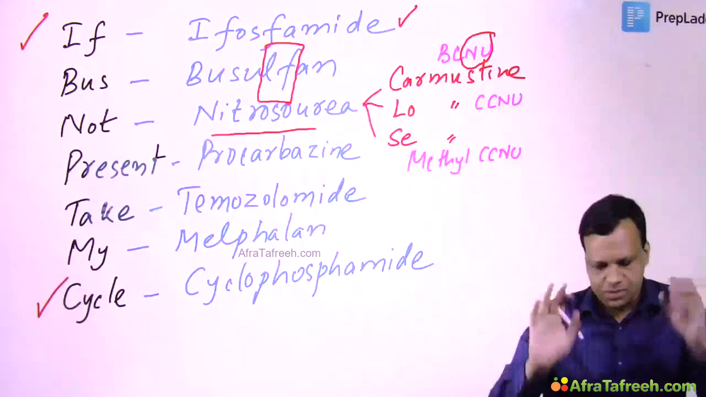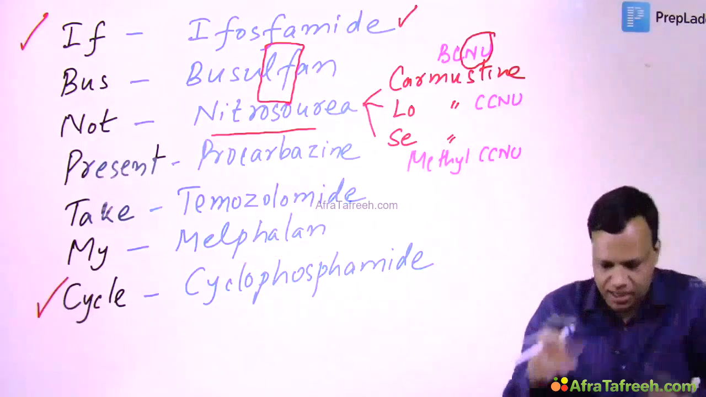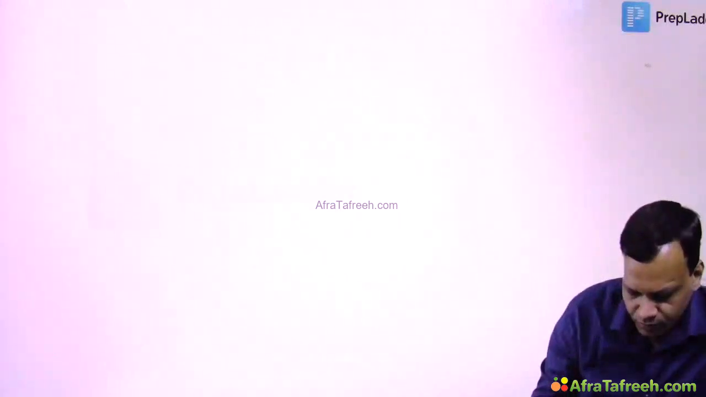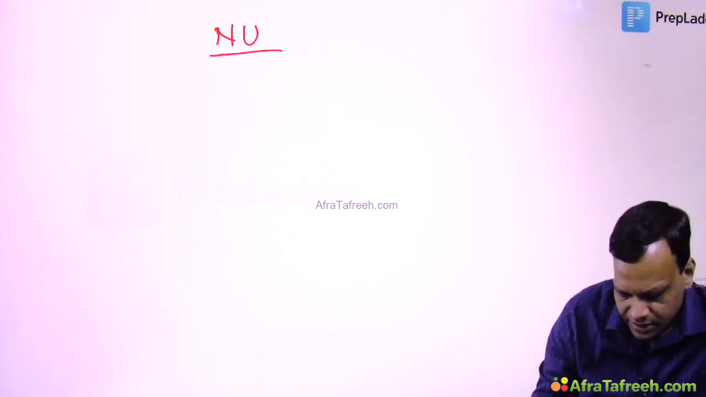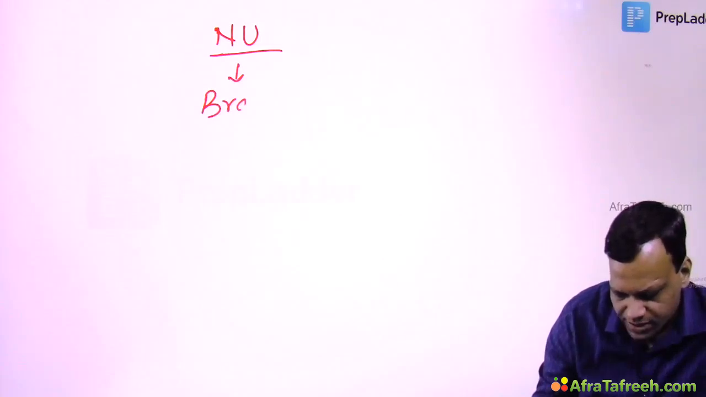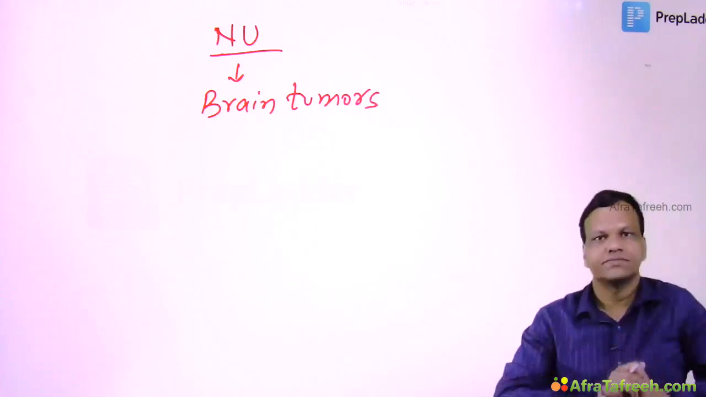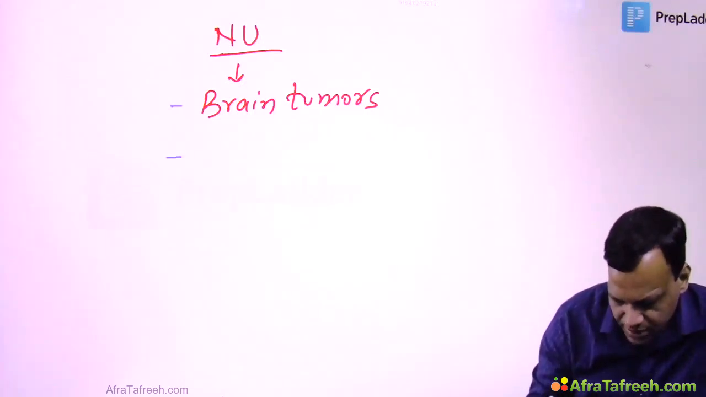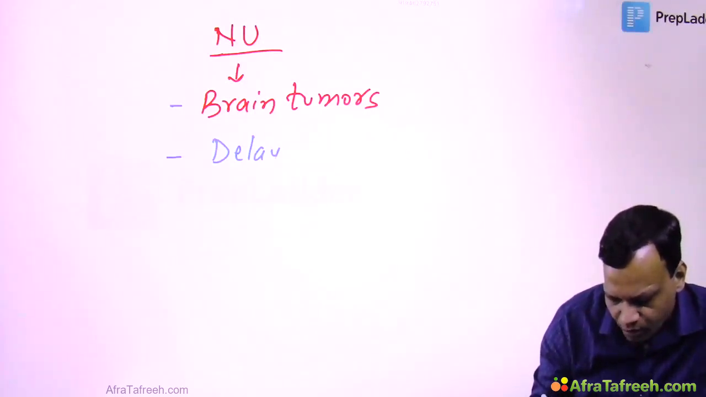Okay. The special point about nitrosoureas: they are used for brain tumors like gliomas. And the second important thing is that nitrosoureas can cause delayed bone marrow suppression.